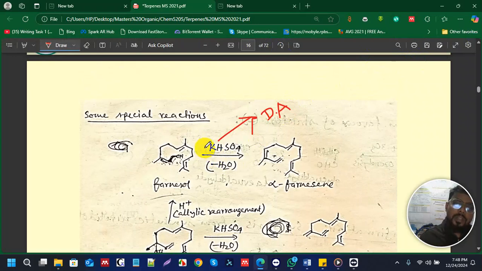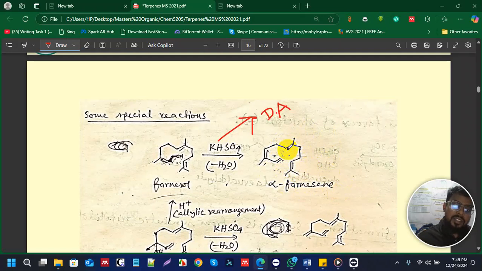In the presence of potassium hydrogen sulfate, when you would like to proceed with a reaction, this hydroxyl group and a hydrogen from this carbon atom will attach to each other and be converted into water. Here another double bond will be generated, and from this specific double bond it will shift here. That means an allylic rearrangement occurs. In this way, alpha farnesene is created.